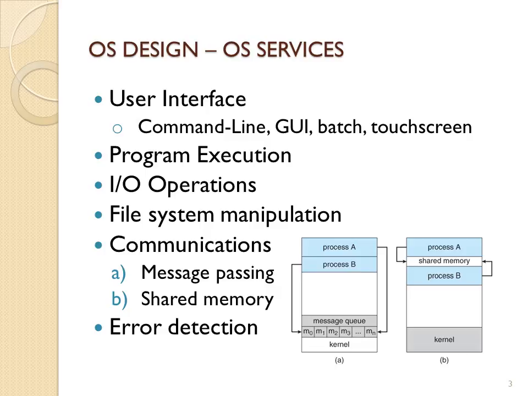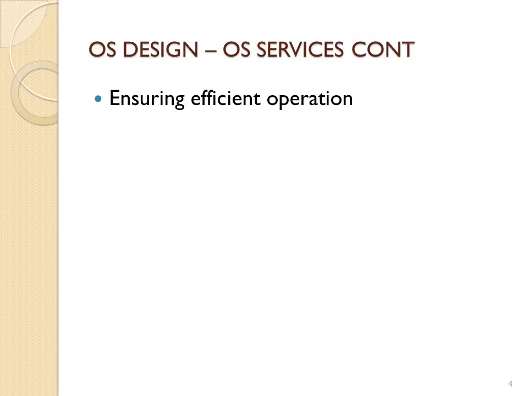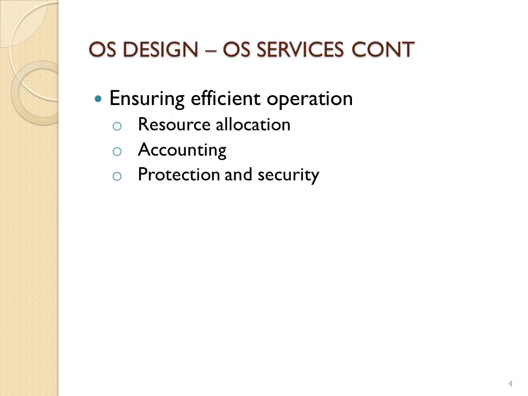The next service is error detection. Operating systems should provide a way to detect that an error has happened and find a way to recover from it, log information about it, but there should be a way to deal with errors that occur in a computer system. Other operating system services that ensure efficient operation include allocating the resources, accounting, and protection and security.